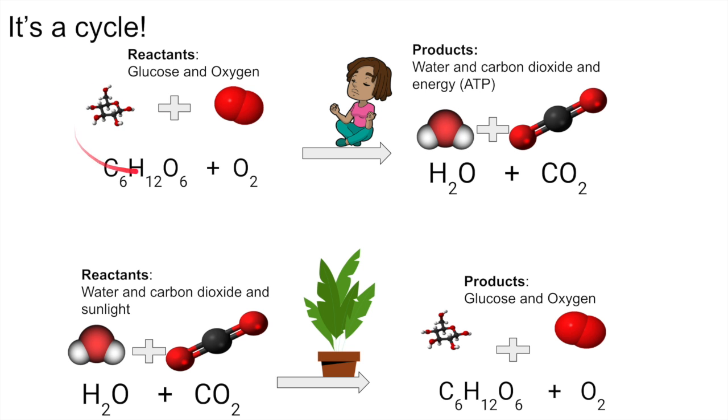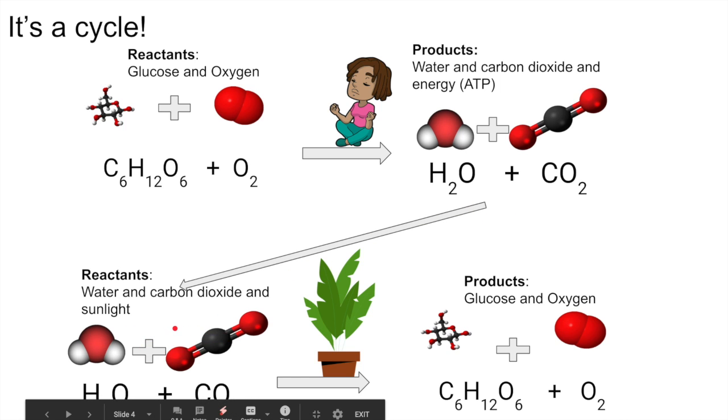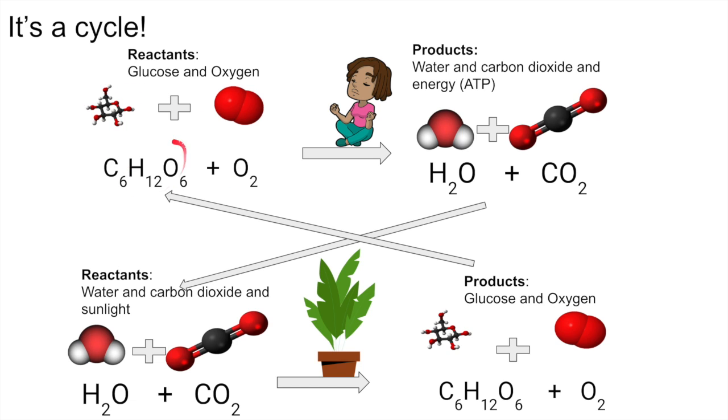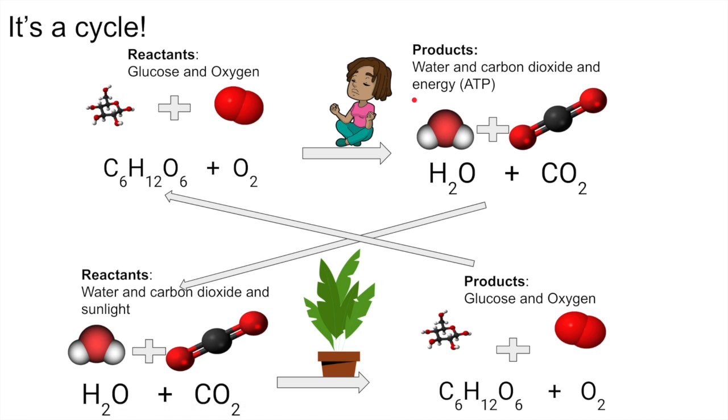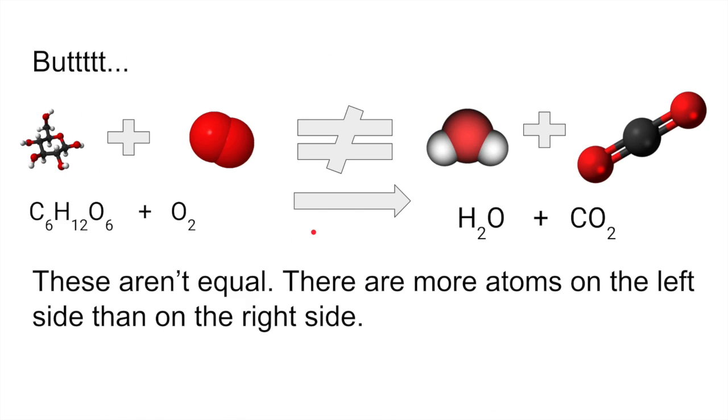It's a cycle. So the reactants, glucose plus oxygen, becomes H2O and CO2. And what you'll notice is that H2O and CO2 are the reactants over here. Then the products of photosynthesis, C6H12O6, or glucose, and O2, or oxygen, are the reactants here. So it's a cycle. The reactants in cellular respiration come from the products of photosynthesis, and the products of cellular respiration are the reactants in photosynthesis. So it's a cycle. But this is not equal.